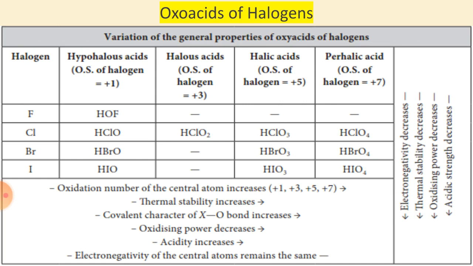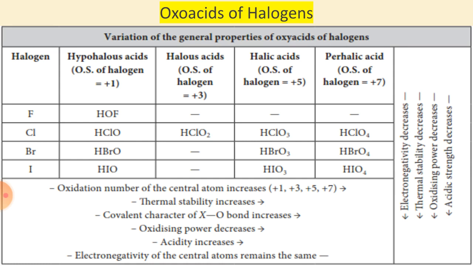The other halogens form several oxo acids. Most of them cannot be isolated in the pure state. They are stable only in aqueous solution or in the form of their salts. Here the oxo acids of halogens are given in the form of a table. Their properties are also given here. So look at the table properly and try to understand whatever I want to tell you.